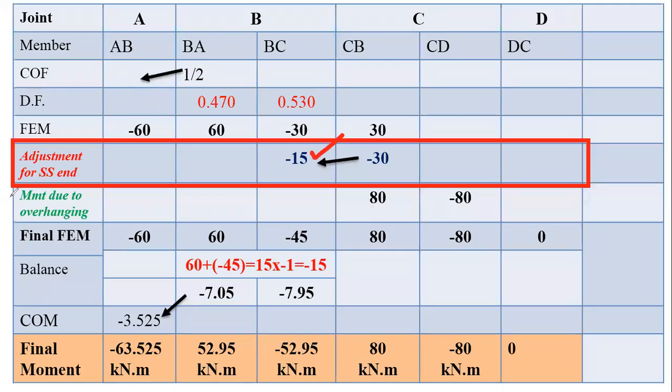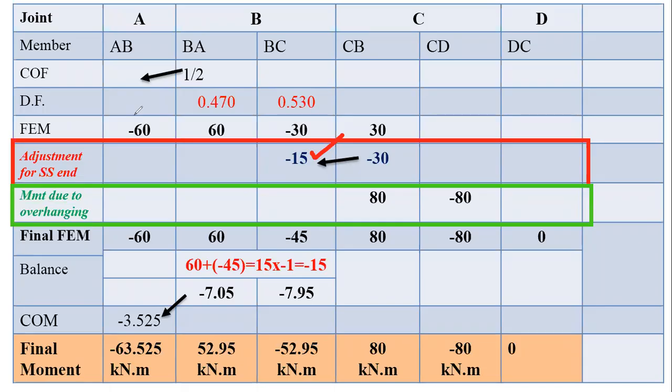Second correction or the second adjustment, it is for the overhanging span. This is the second adjustment or the second correction. And what is it? Write down the moment due to the overhang. What is that correction? Write down the moment due to the overhang.